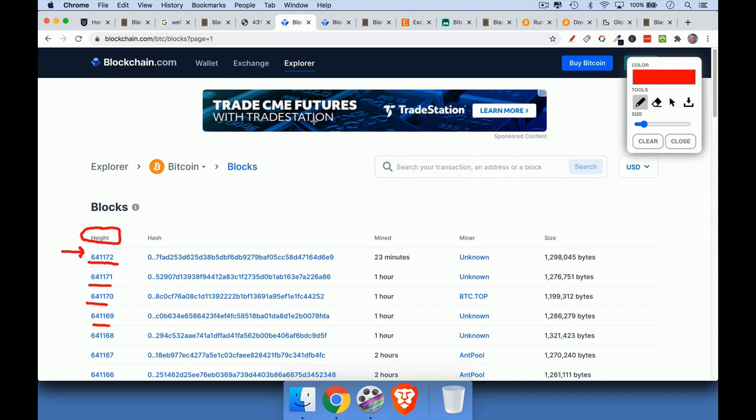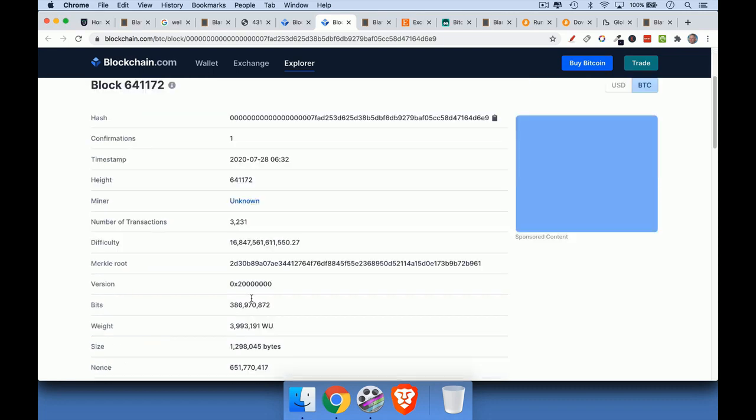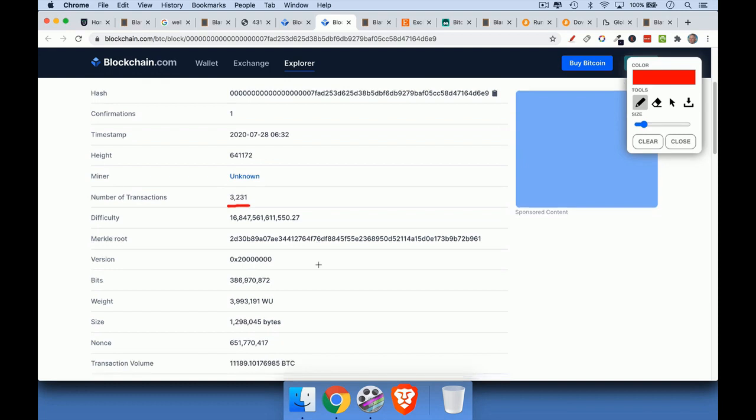Now, if we just click on this top block, block number 641,172, I'm going to open it in a new tab. We can see the number of transactions in it. There are about 3,231 transactions. You can see a whole bunch of other stuff that I'm not going to go into right here.